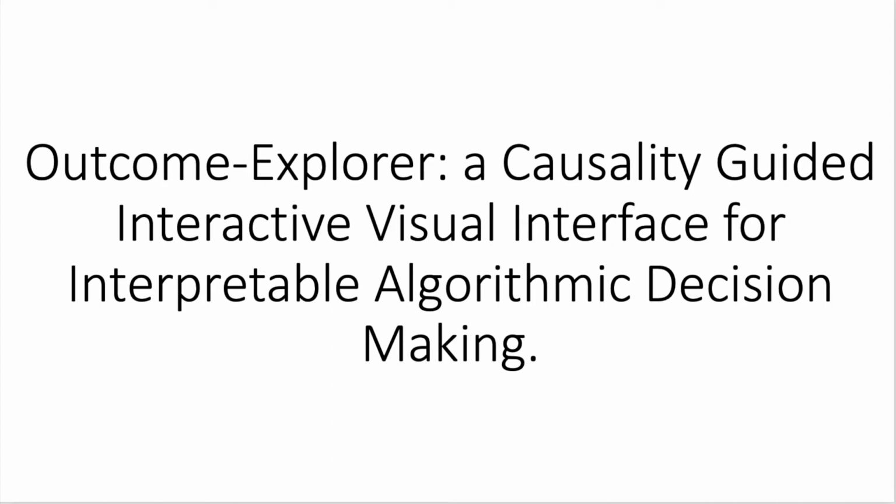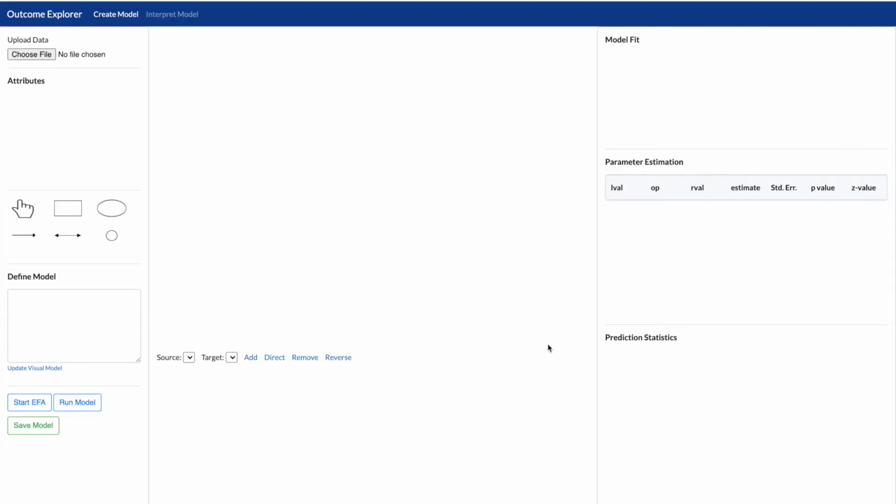We present Outcome Explorer, a causality-guided interactive visual interface for interpretable algorithmic decision-making. We first demonstrate how an expert user such as a machine learning researcher can use Outcome Explorer to build and interpret a causal model. Suppose Adam is a male research engineer at a technological company. Adam wants to build a causal model for predicting housing prices using Outcome Explorer.